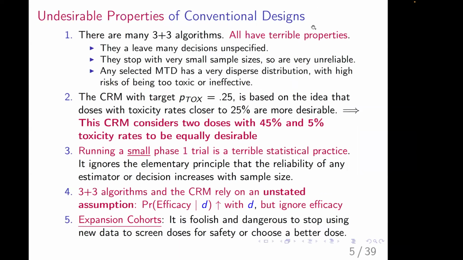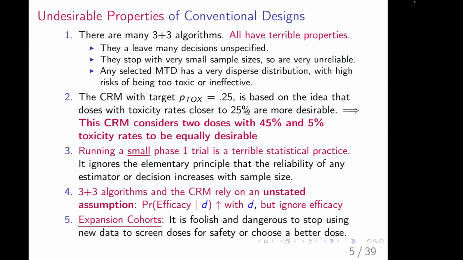And here are some undesirable properties of conventional designs. I used to give a one-day short course in this. There are many 3+3 algorithms, and they all have terrible properties. If you look at protocols and they say we're going to use a 3+3, you might make a hobby out of collecting all the different 3+3 algorithms that they use, but most of them have many decisions unspecified. Unfortunately, they all stop with very small sample sizes, so regardless of what they did algorithmically, the final data are unreliable. And it turns out that any selected MTD has a very dispersed distribution from the small sample size. Therefore, it has high risks of being either too toxic or ineffective.